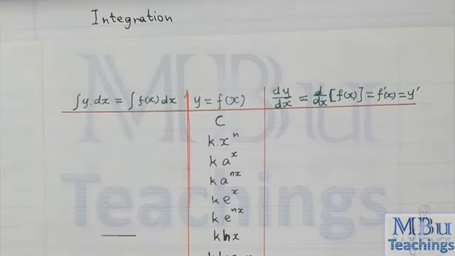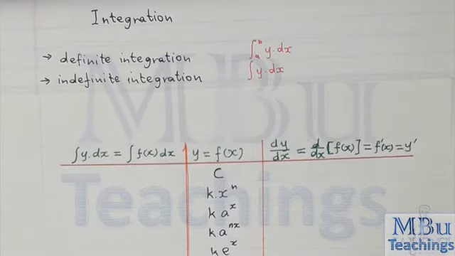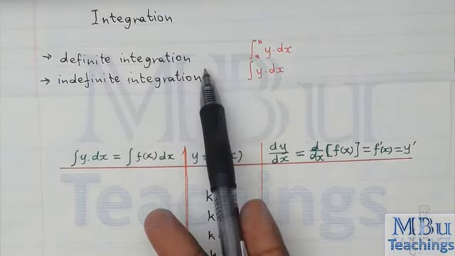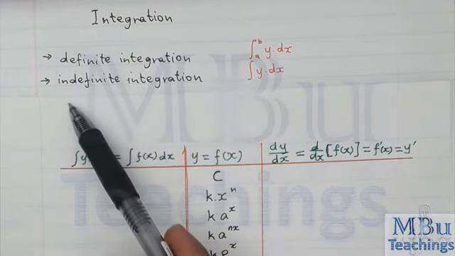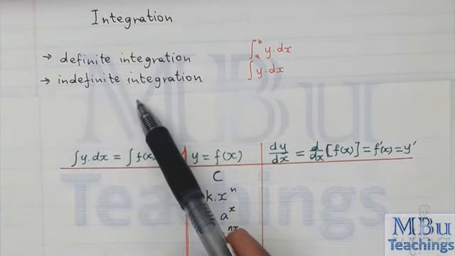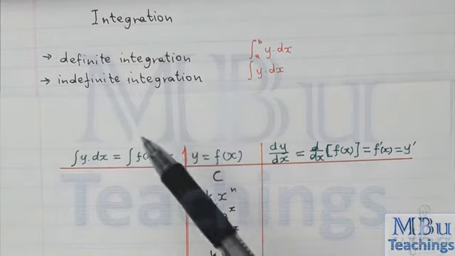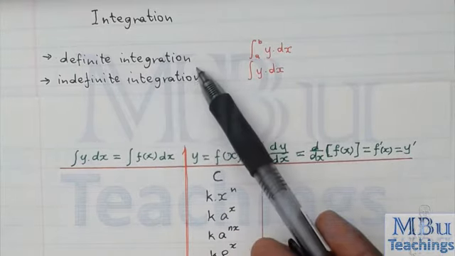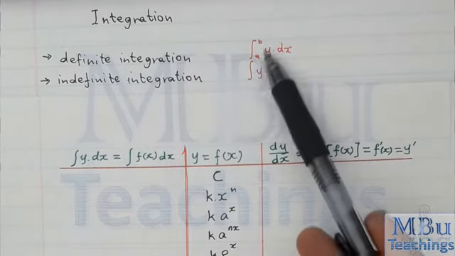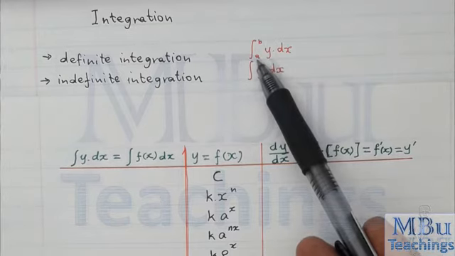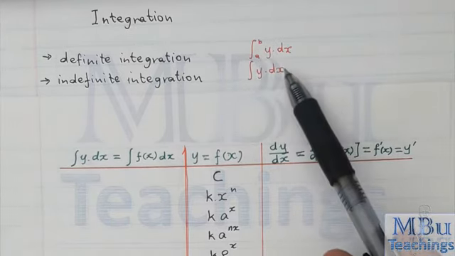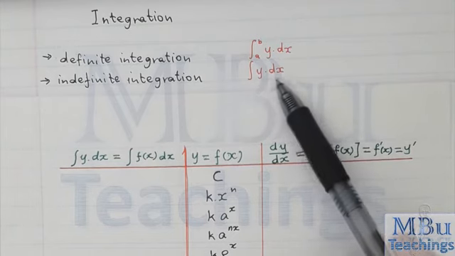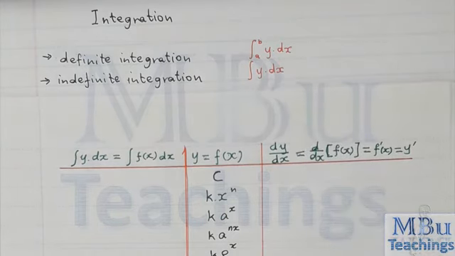Now, integration can be divided into two parts. The first part will be known as the definite integration. Then the second part, obviously, will be indefinite integration. What is the difference between these two? The only difference is that the definite integration will have limits. That means we will start from A until we reach B, whereas for indefinite, we will not have such a thing. So that is the main difference between the two.